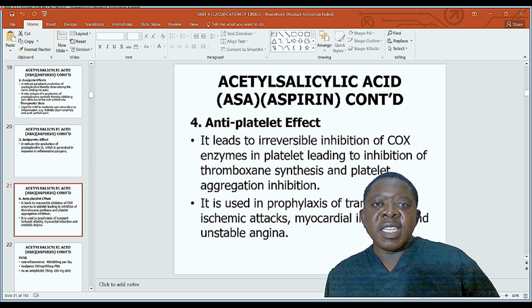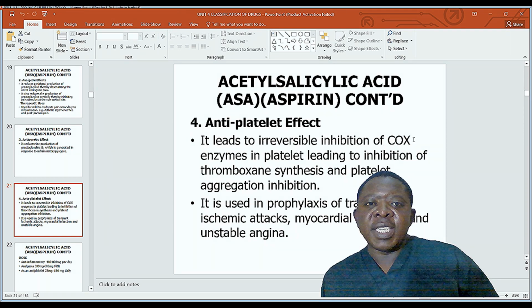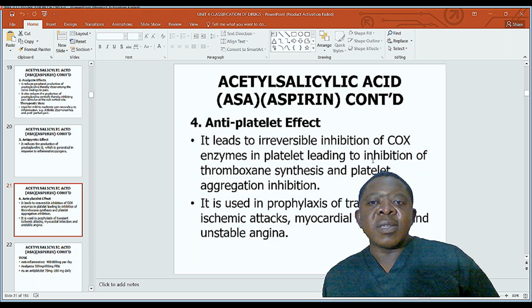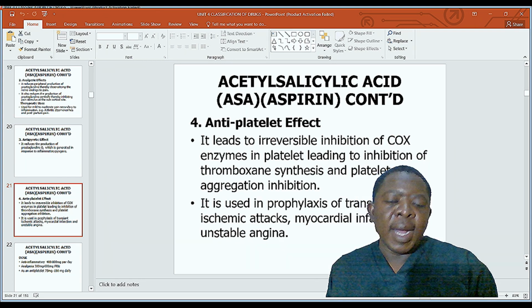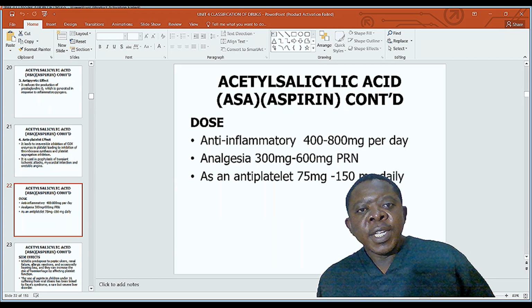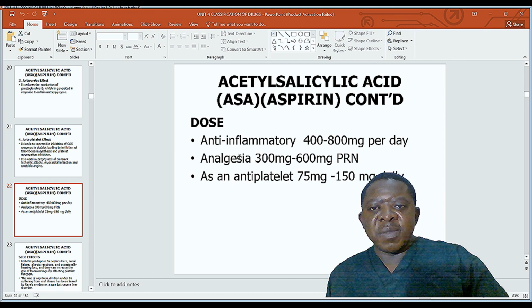Antiplatelet effect of aspirin: it leads to irreversible inhibition of COX enzyme in platelets, leading to inhibition of thromboxane synthesis and platelet aggregation. It is used in the prophylaxis of transient ischemic attacks, myocardial infarction, and unstable angina. The dose of aspirin: it's available in 300 milligrams.